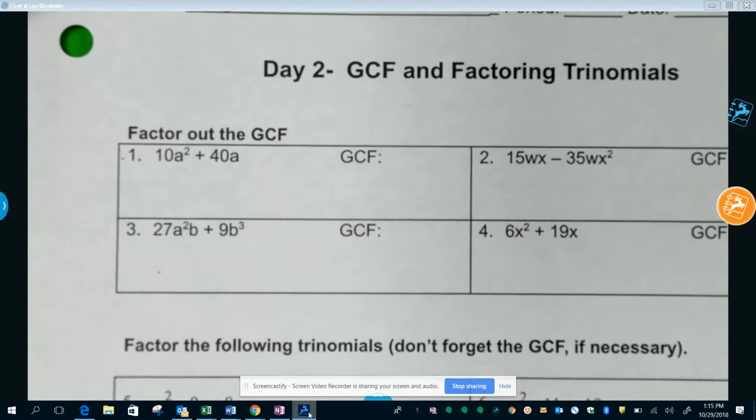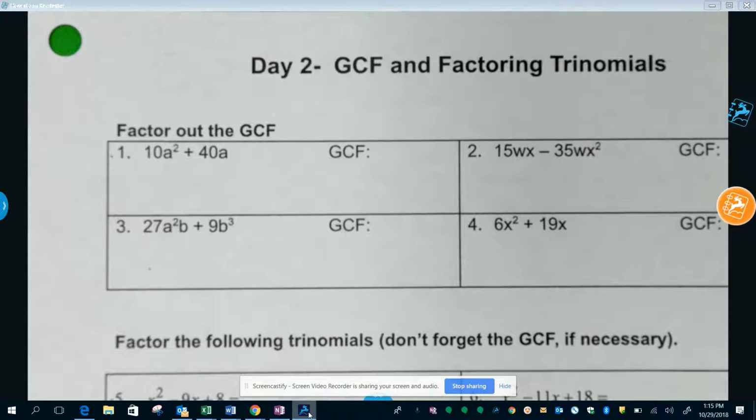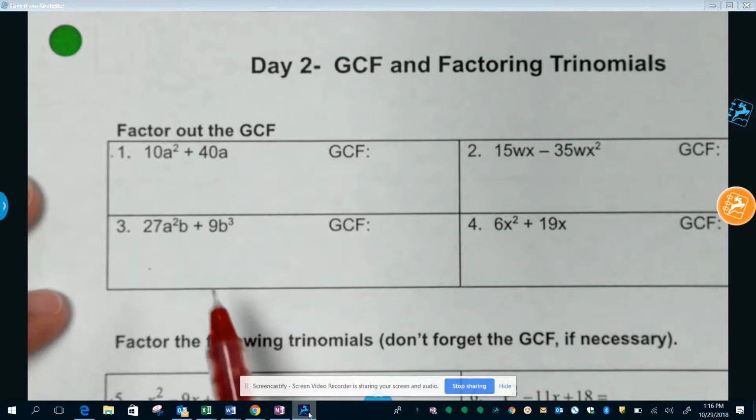All right, today we're talking about greatest common factors. We're still factoring, but now we're factoring trinomials. Trinomial means we have three terms. All right, so to refresh our memory, how to find the greatest common factor.